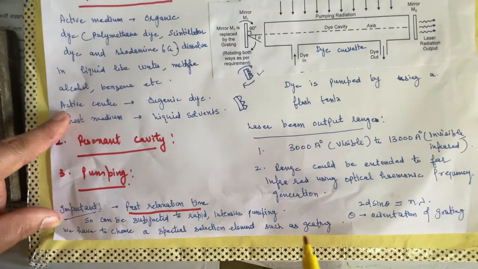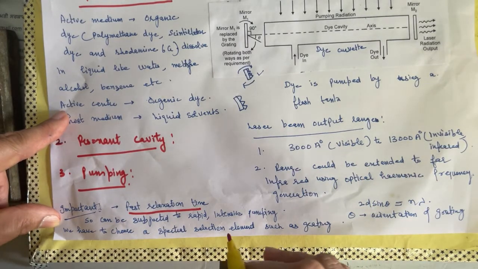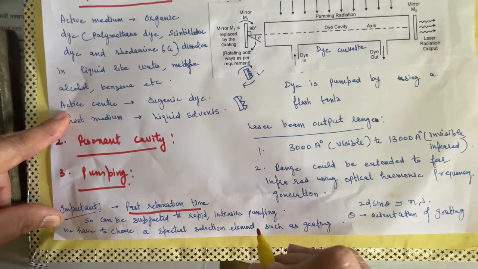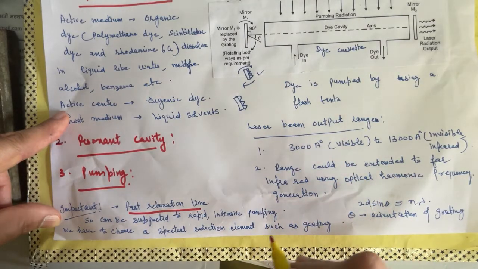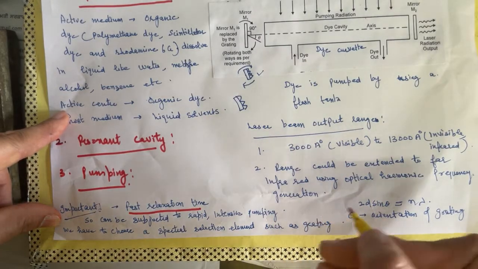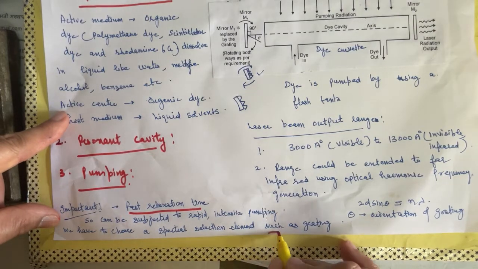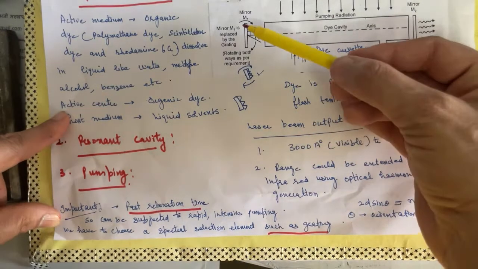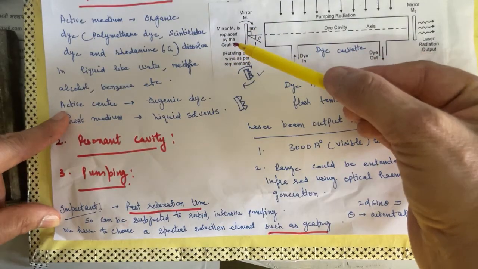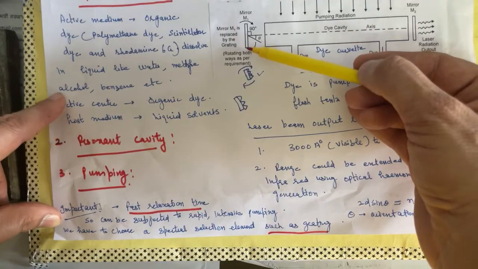So kindly pay attention to this line. For the tuning of the output laser radiation wavelength, it is necessary to use a spectral selection element. And what are spectral selection elements? They are gratings. We replace this mirror by a grating. We can also use a dispersive prism, but here we use a diffraction grating.